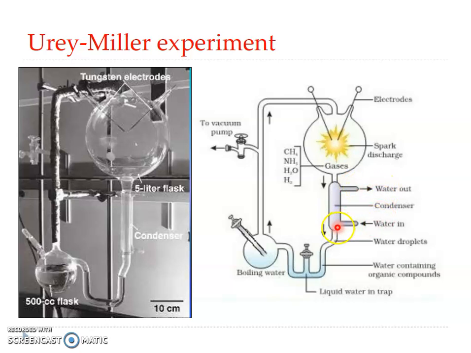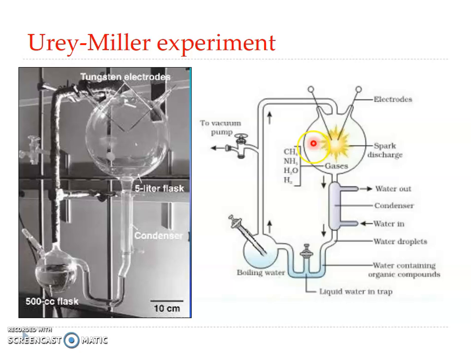So water was introduced inside, and it passed through the U-tube. This is the U-tube. Then it reached the chamber over here. You can see here the 500 cc flask, and here the water was boiled, and during the process water vapor was created, which moved up through this tube and reached the flask over here.